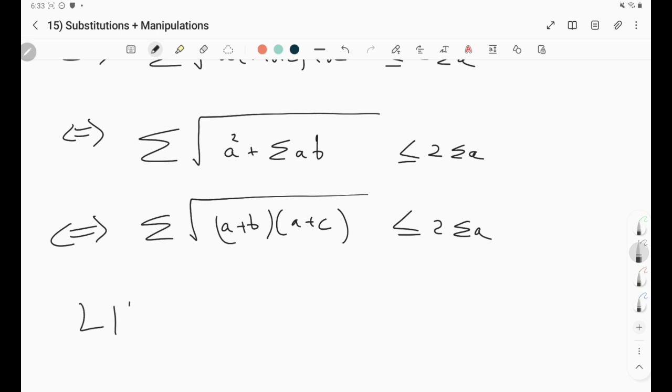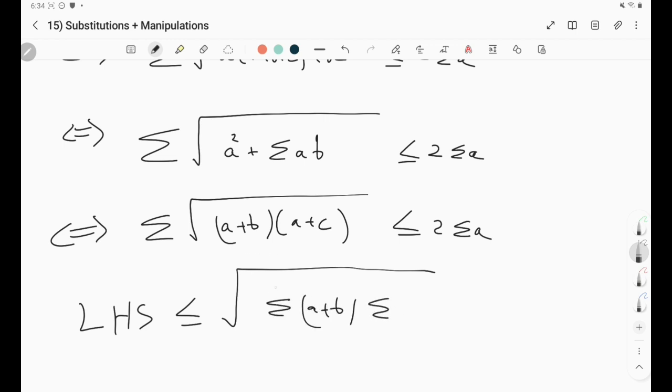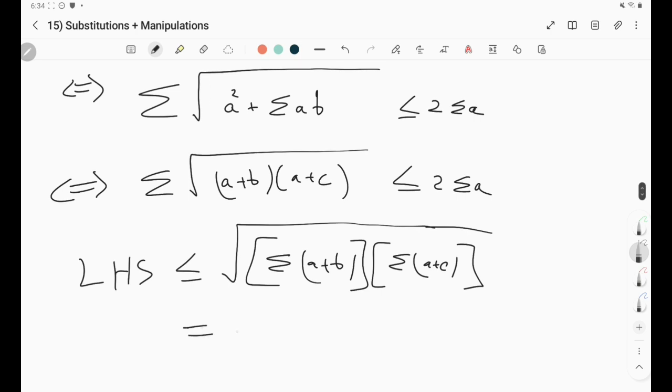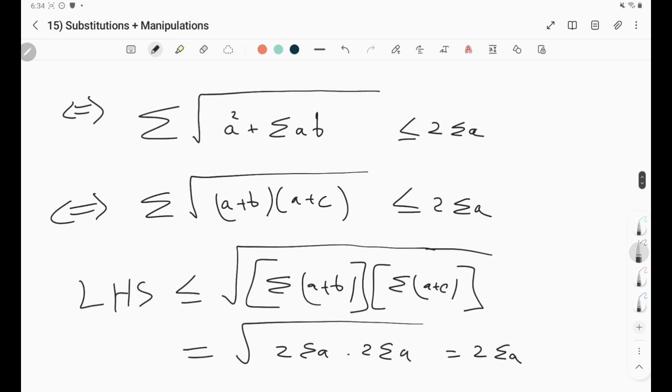So we can say that the LHS is less than, by Cauchy, of course, a big square root of sigma this times sigma this. What's sigma (a plus b)? Let's just write it first, times sigma (a plus c). And that thing here is equal to 2 sigma a times 2 sigma a, which is equal to 2 sigma a. And we're done. That's it.